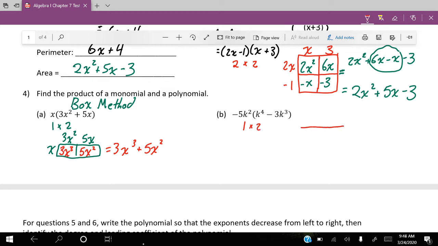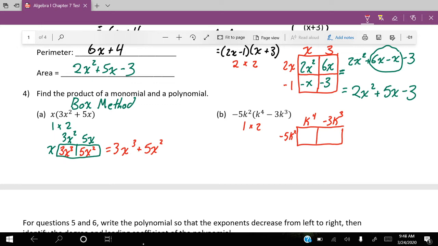I'm going to go ahead and do my box method. A 1 by 2 box. Negative 5k squared. K to the fourth times, and negative 3k to the third. All right. So this one is going to be a bit messy. Let's make sure we do it correctly.